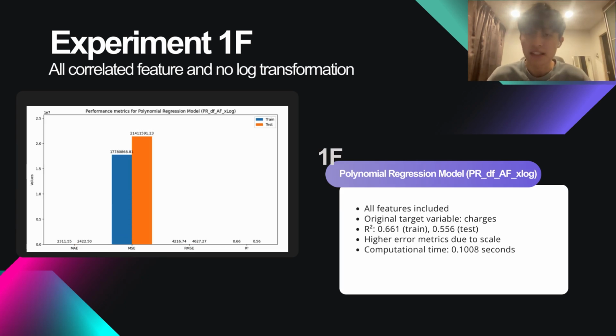In the last experiment in the polynomial regression models, 1F, we included all features with the original charges target variable. This model achieved R-square values of 0.661 for the training set and 0.556 for the testing set. While these values are reasonable, the error metric was once again higher due to the larger scale of the charges variable compared to the log transform models. In the meantime, the computational time was 0.1 seconds, making it efficient given the complexity.